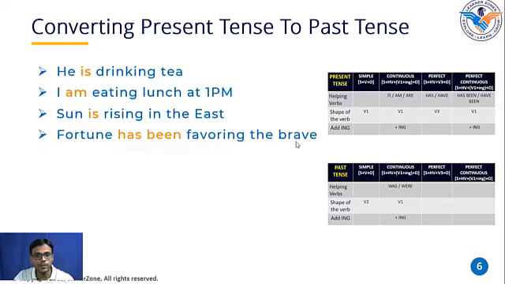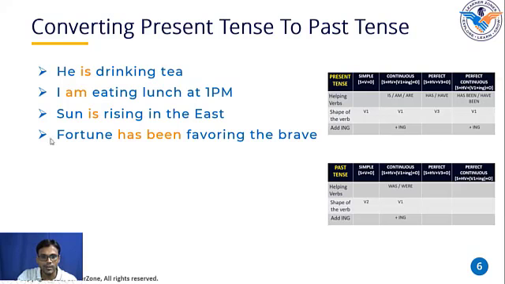Fortune has been favoring the brave. Now the helping verb we are using here is has been. Has been is in perfect continuous tense. Favoring. Favor is the first shape of the verb, and we add ing to it. So fortune has been favoring the brave. This sentence is in present perfect continuous tense.